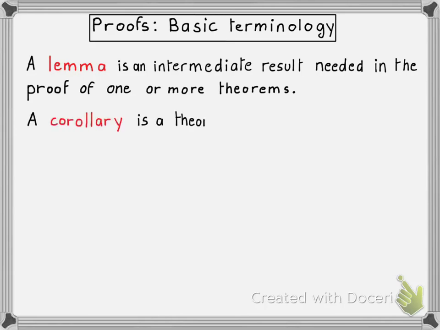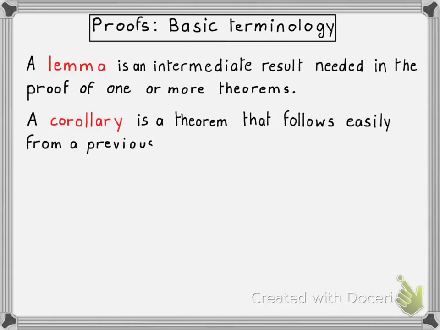A corollary is yet another kind of theorem, but in that case, it's a theorem that is a consequence of an earlier theorem. And not just any consequence, but it's an easy consequence. It only takes another one or two steps from an existing theorem to prove another theorem. And in that case, that other theorem is called a corollary of the first theorem.